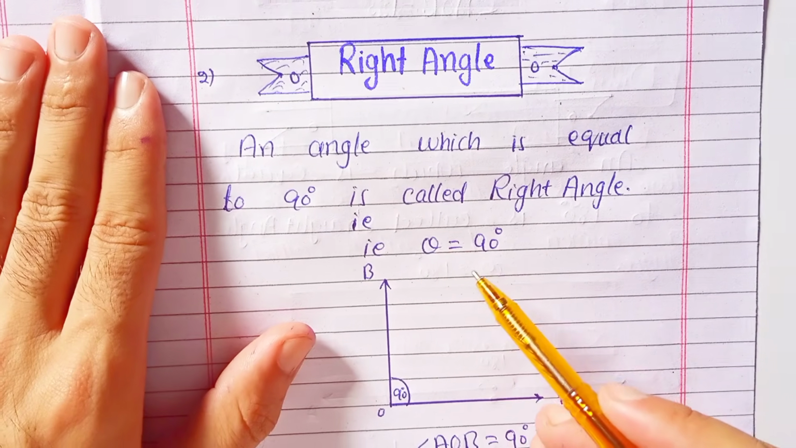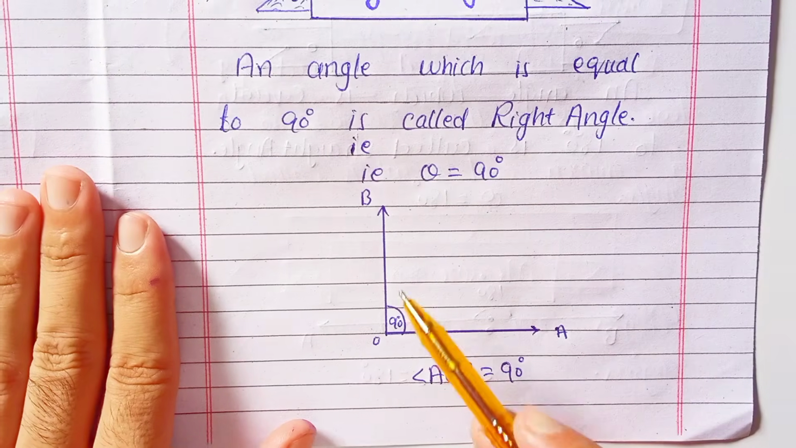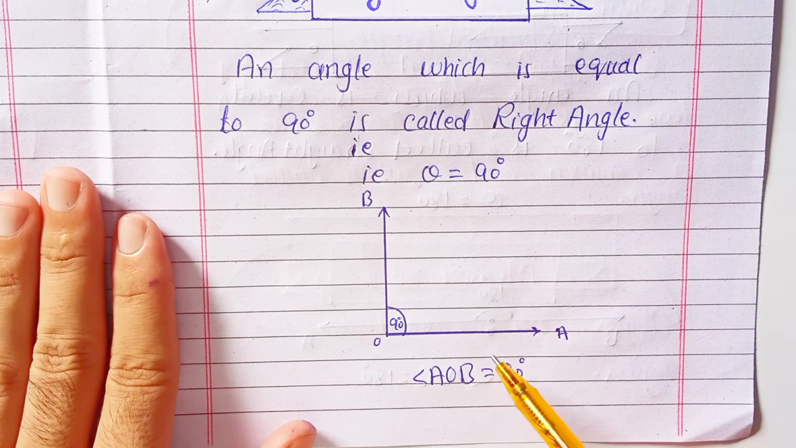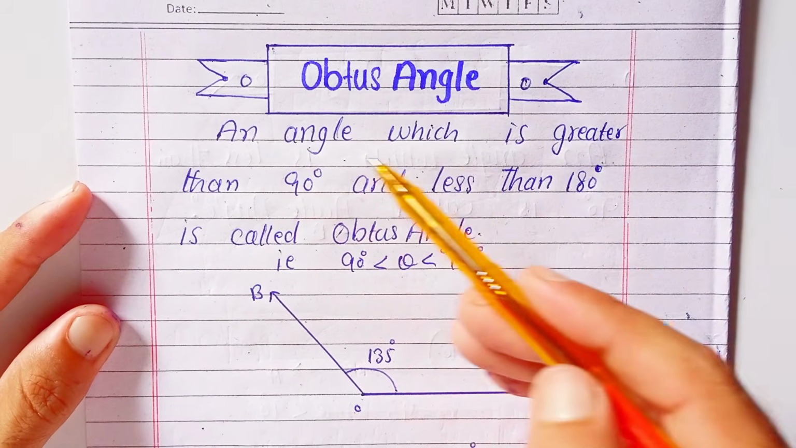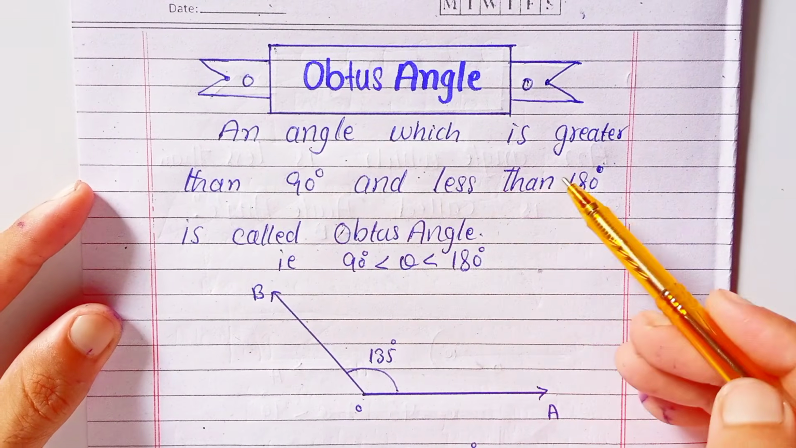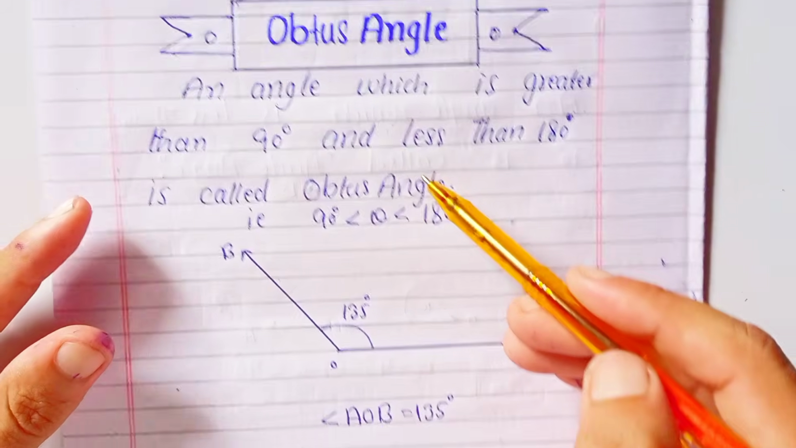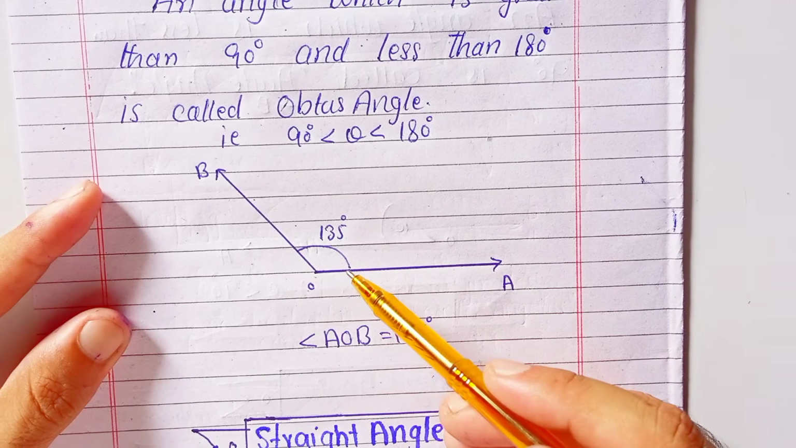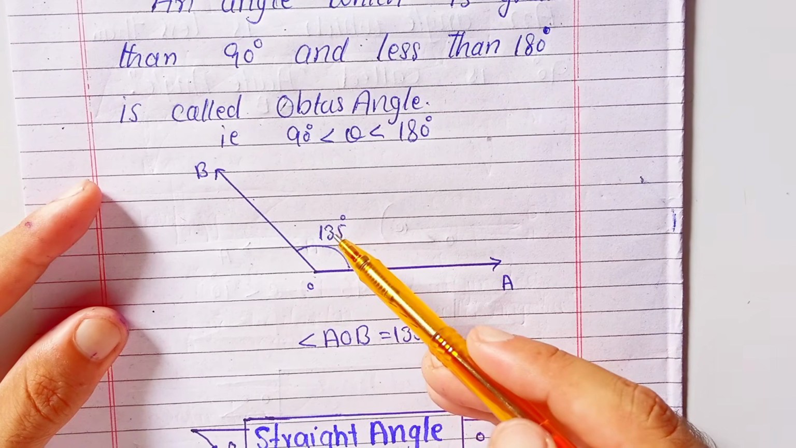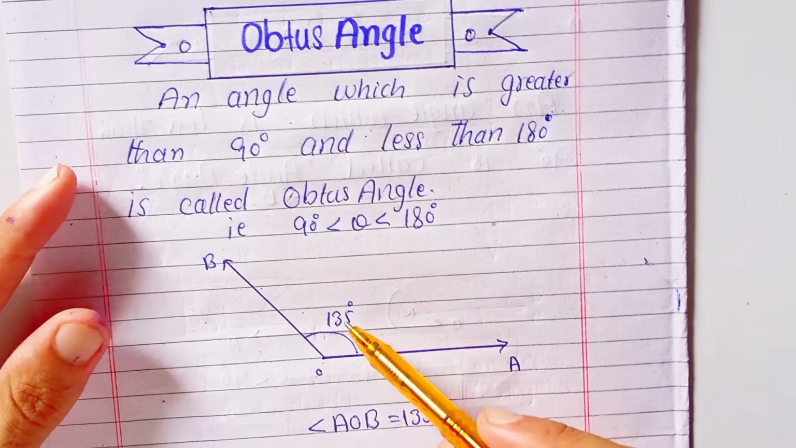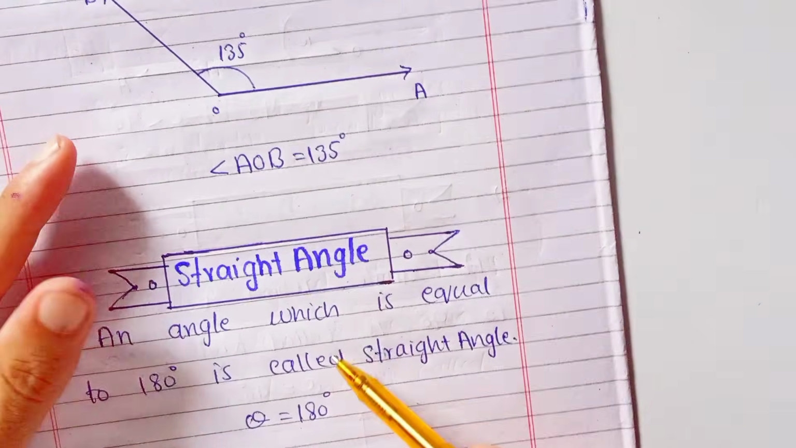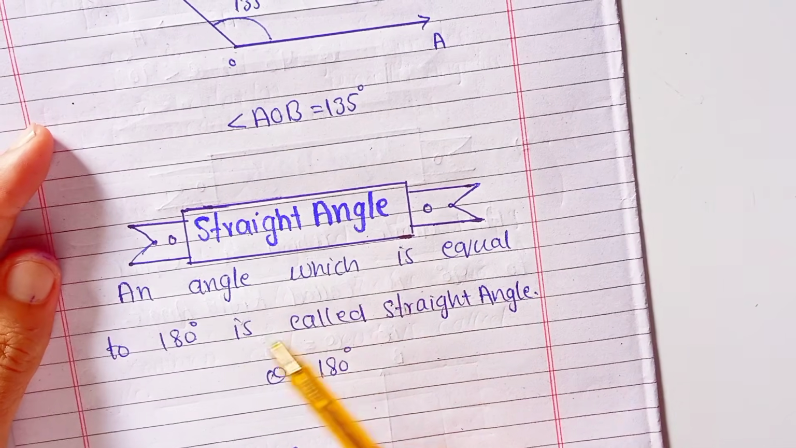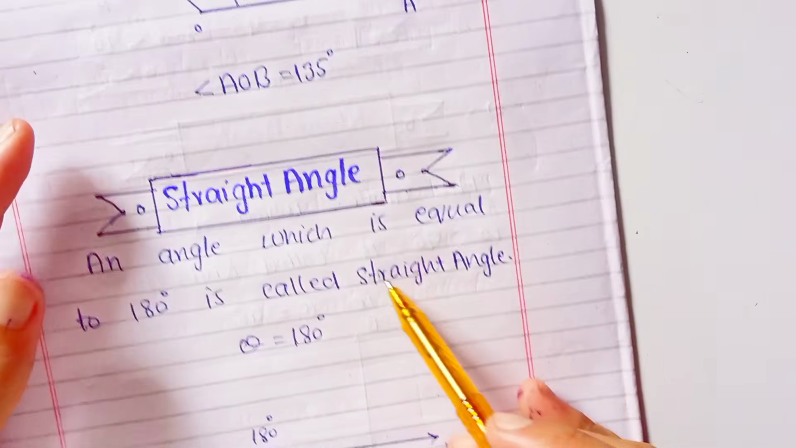Means the angle will be equal to 90. For example, AOB is an angle which is equal to 90, so it is a right angle. Obtuse angle. An angle which is greater than 90 and less than 180 is called an obtuse angle. For example, the angle AOB measures 135 and is an obtuse angle because it is greater than 90 but less than 180. Straight angle. An angle which is equal to 180 is called a straight angle.